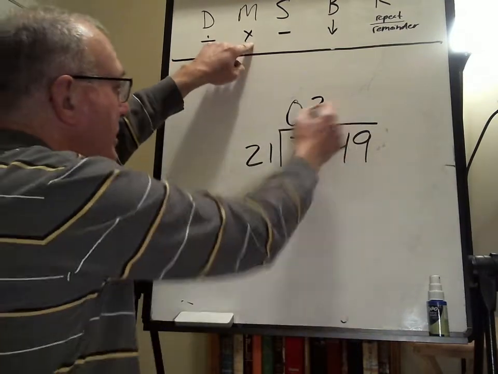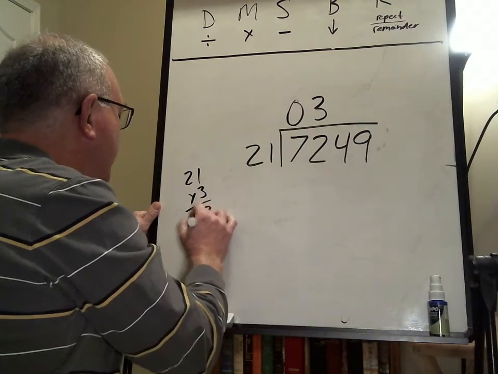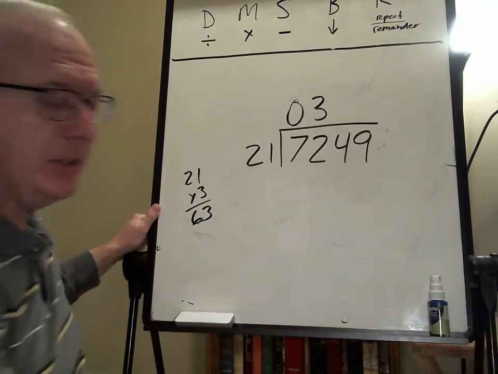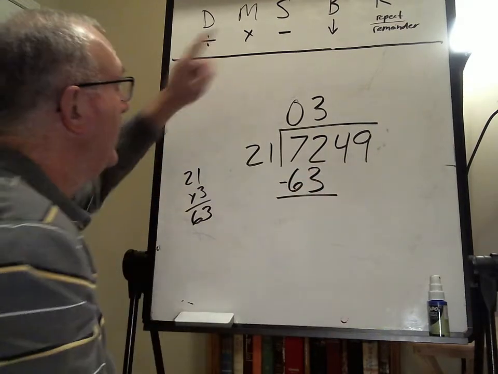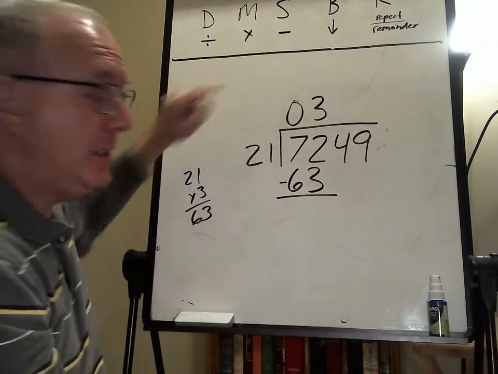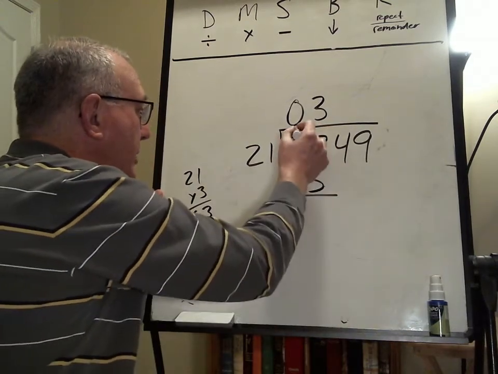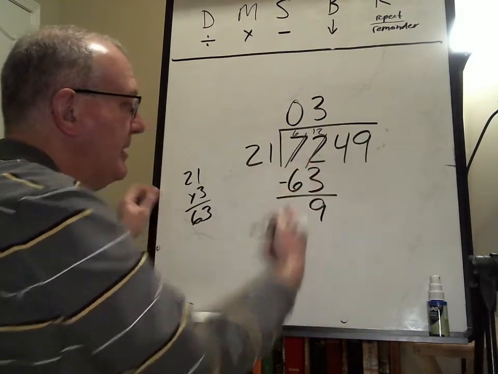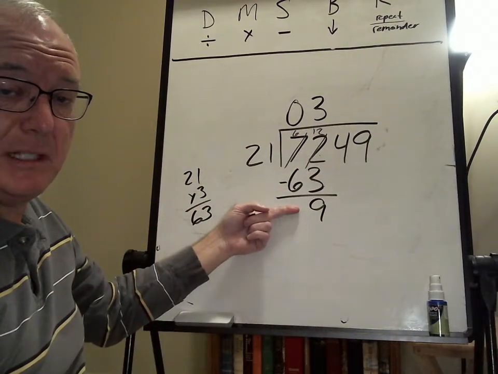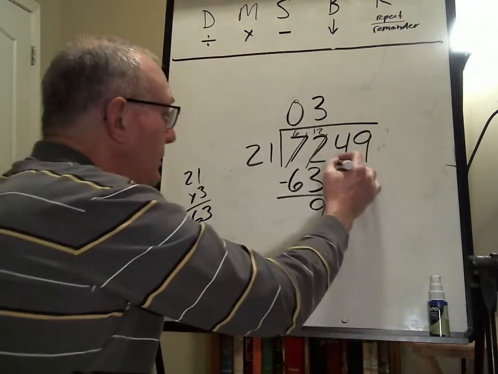Now we multiply. 3 times 21. Again, if you don't know it, do it on the side. Really, that's mental math, folks. 3 times 21 is 63. And then we subtract. 2 minus 3, we cannot do that. So we regroup. 12 minus 3 is 9. 6 minus 6 is nothing, 0. We just leave it blank. And we have subtracted, and we're going to bring down.